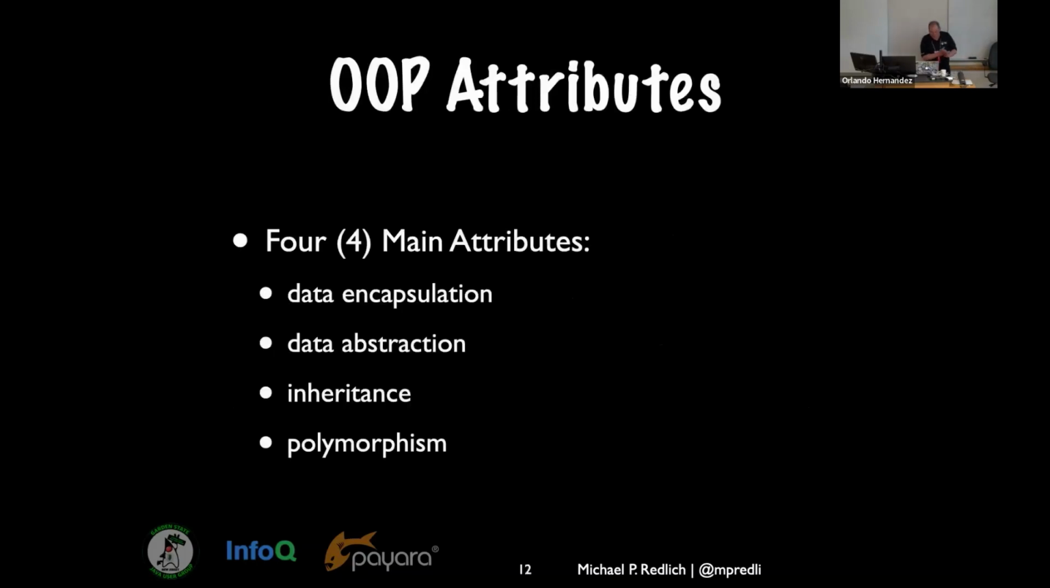All right, 4 main attributes. You saw that in the picture at the beginning. Data encapsulation, abstraction, inheritance, and polymorphism.